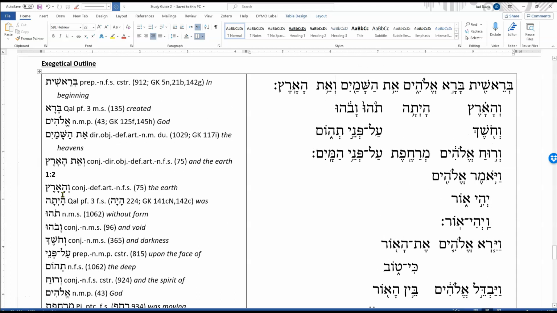So the first one, call perfect, notice he doesn't have a consecutive there. So he's going to tell you if it's a converted form or if it's just the normal form. Typically, not always, but typically, when you see the dot in the yod, that lets you know it's a converted form. So this is converted, this is converted, this is converted.